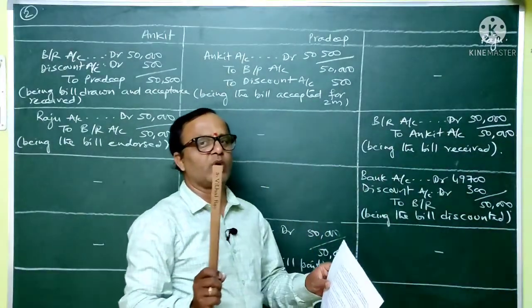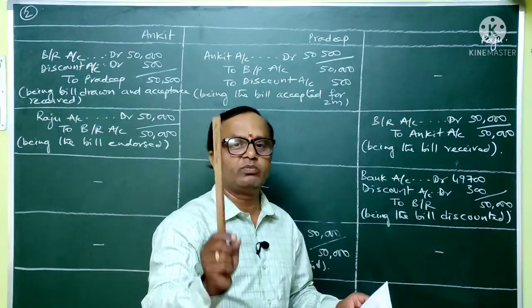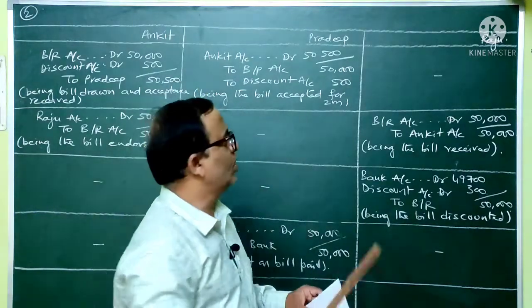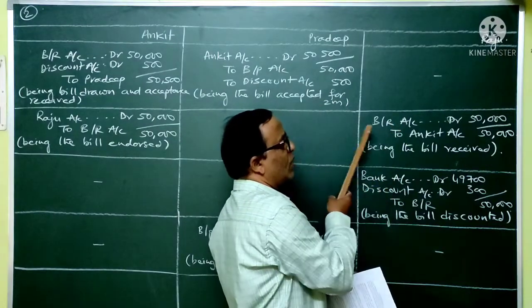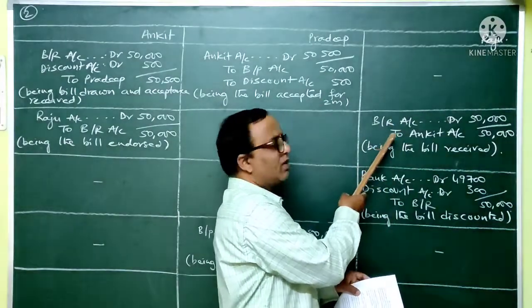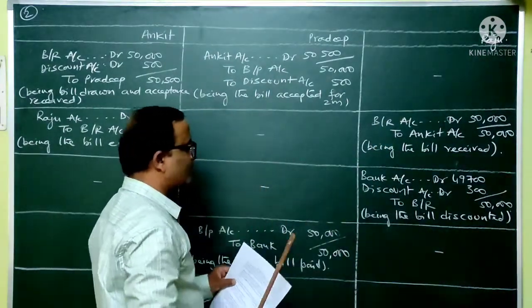Every time you remember, when you are writing the entries, in which particular party's books we are writing the entry, think from that particular party's point of view. So here, if you think from Raju's point of view, you are receiving this particular bill, which is endorsed to you by Ankit there. So your entry will be bills receivable account debit to Ankit. Now further you see.